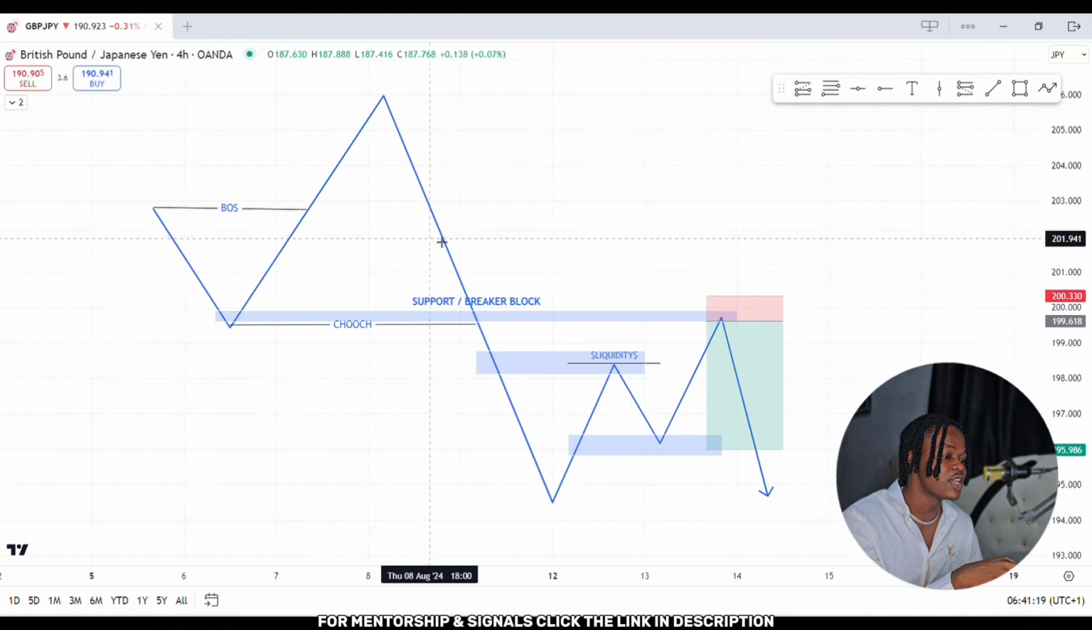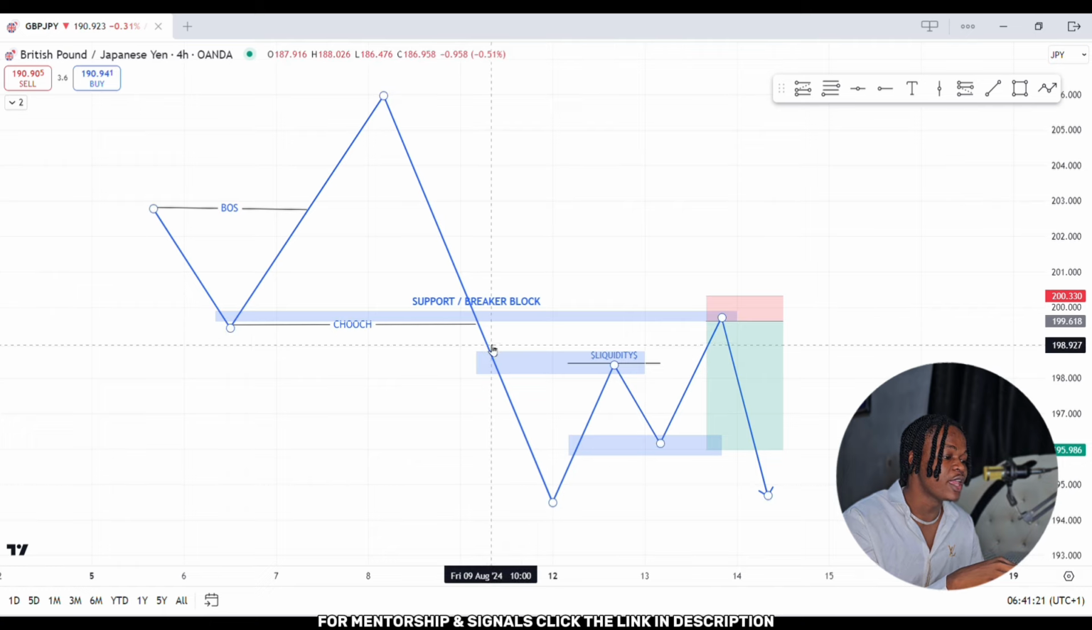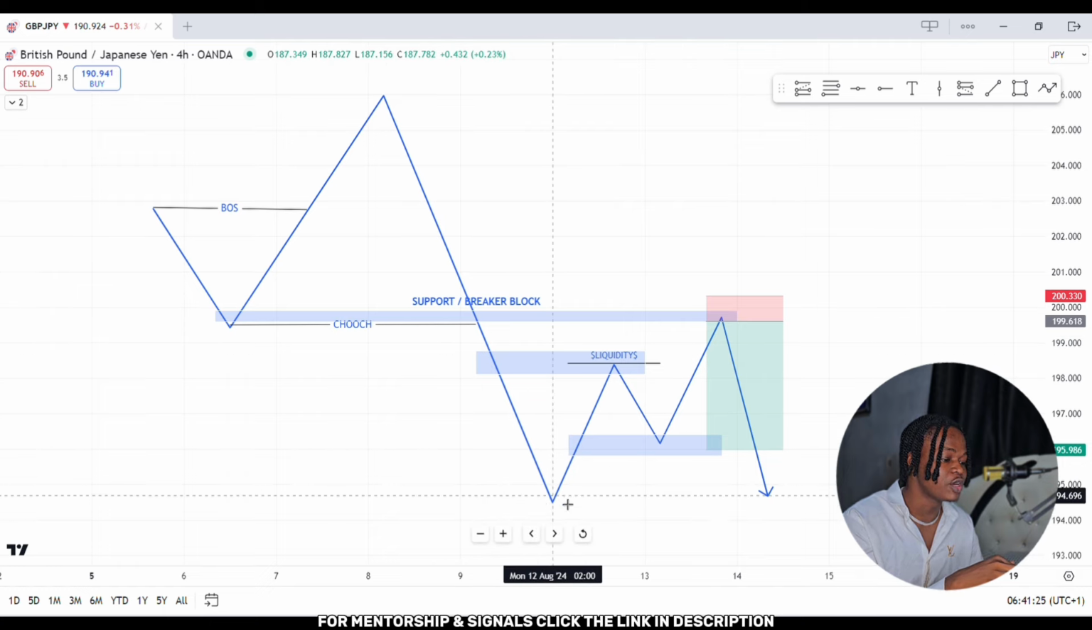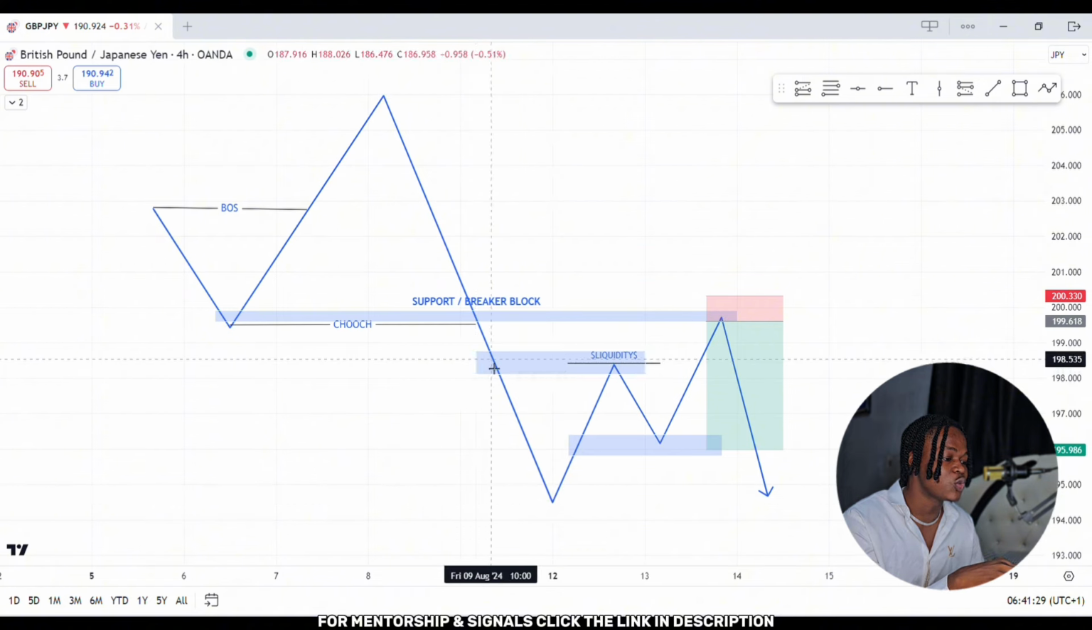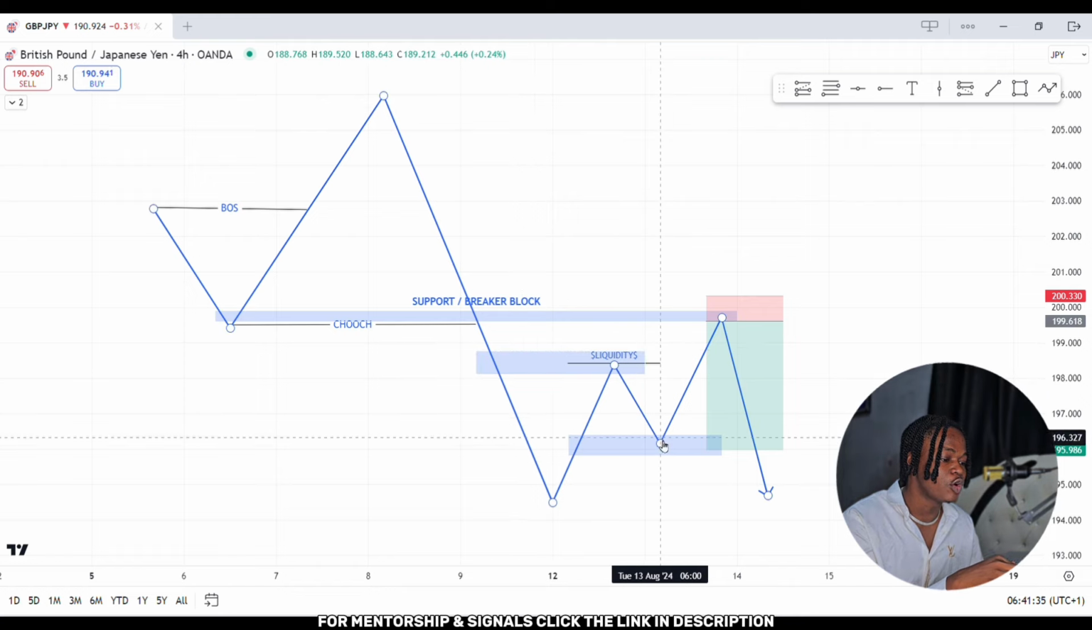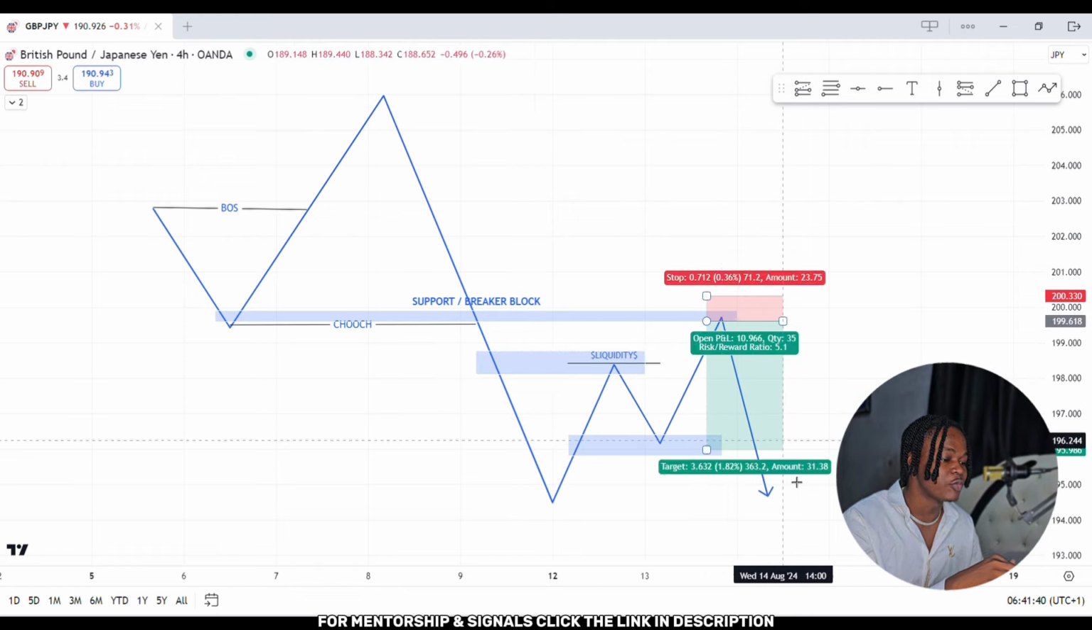First of all, price changes structure to the downside, which is a particular confirmation that I'm seeing that price is going to continue in a particular direction. Then price is going to do what? Price is going to induce traders right here, reacting to an internal fair value gap or any internal liquidity right here. Price is going to come down, push to the upside, which is going to be our point of interest, and then we can take our trade from there to the downside.